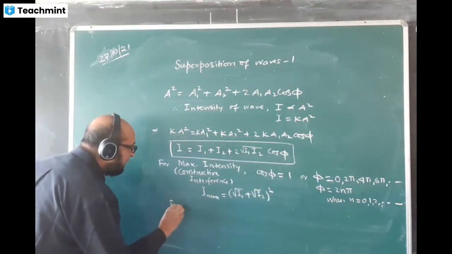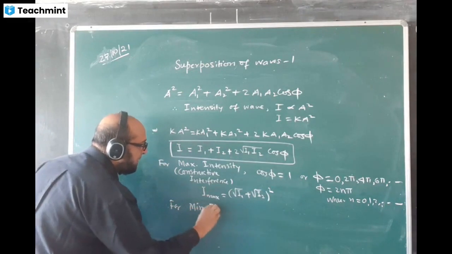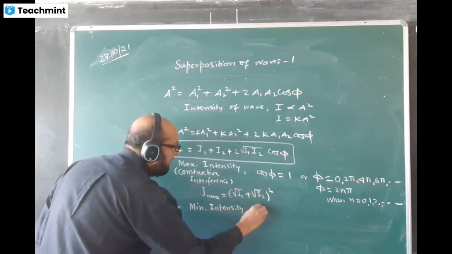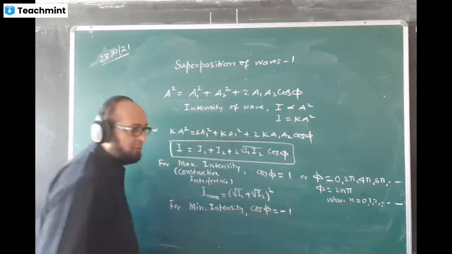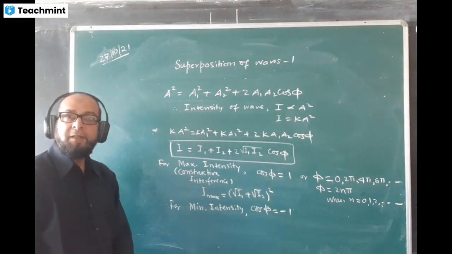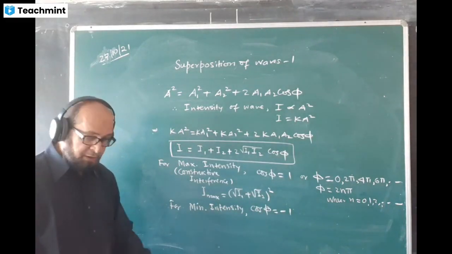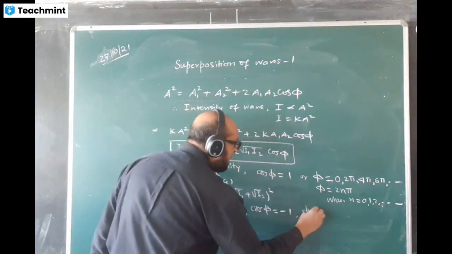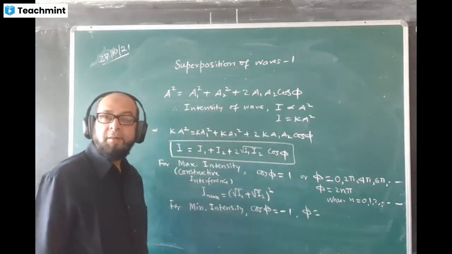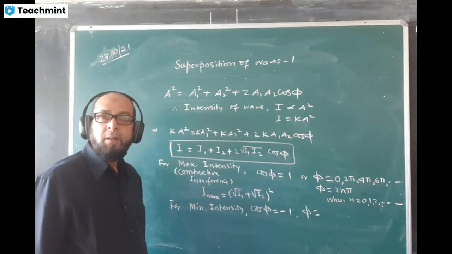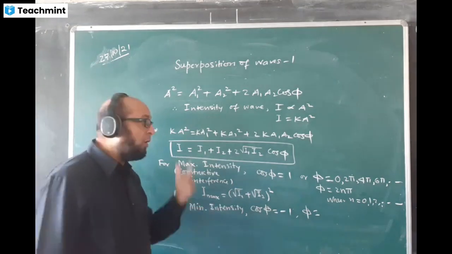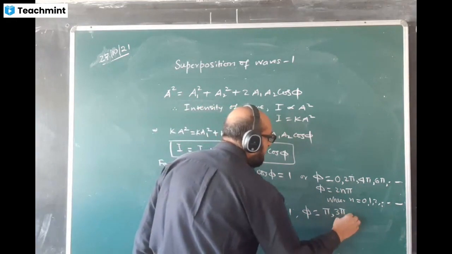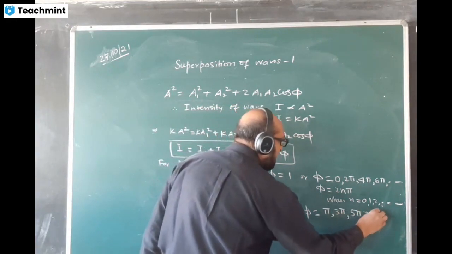And now for minimum intensity, cos phi should be minus 1, that is, cos 180 degrees gives the minimum resultant. Therefore, what will the phi value be? Can you guess? The value of phi will be 180 degrees. First value, cos 180 is minus 1. Then will come 540, so odd multiples will come. First pi, that is 180 degrees, then 3 pi, 5 pi, 7 pi, and so on.